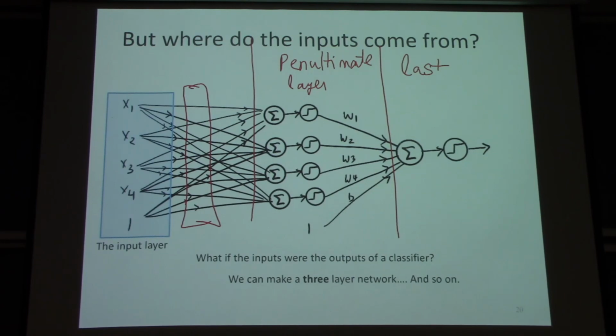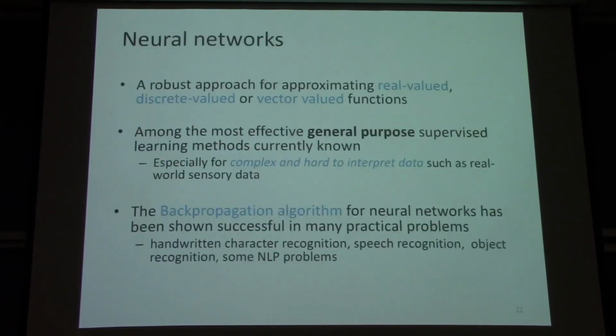There are problems with this worldview, and we'll deal with that as we go along, but that's roughly one way of thinking about it. Let's try to formalize this intuition a bit. Formally, a neural network can be seen as a way of approximating functions. It's a way of approximating real valued functions, discrete functions, or vector valued functions. It's one of the most computationally and statistically efficient supervised classifiers that we know.